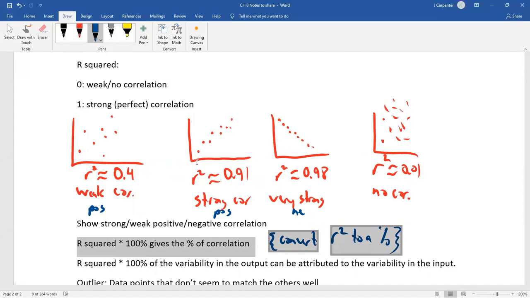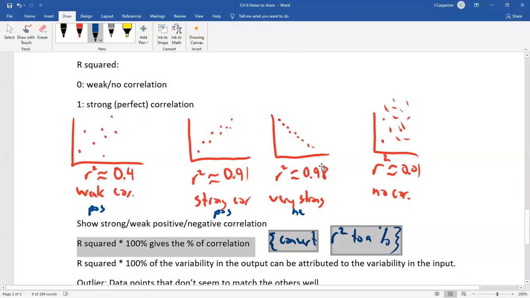So if you have an r squared of 0.4, that means there's 40% correlation between these two things. If you have an r squared of 0.91, that means there's a 91% correlation, which means if one thing changes, you'll be able to predict that with 91% accuracy, basically, in the other thing. And again, it doesn't mean causation, it's just correlation.